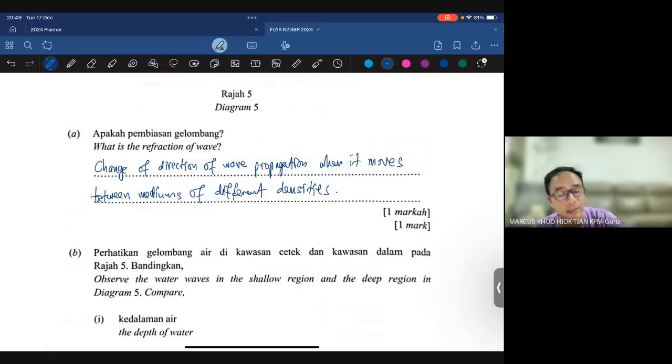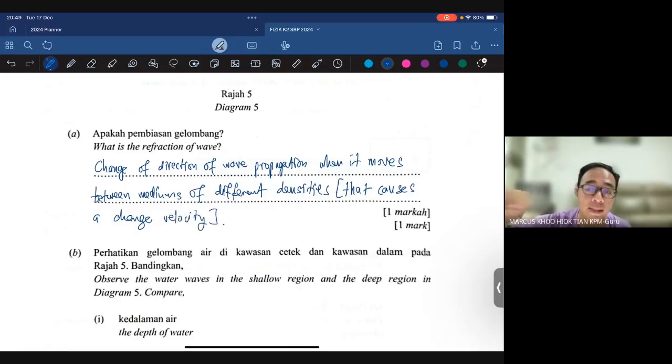If you want to make your answer a bit better, also talk about the change in velocity. Change of direction of wave propagation when it moves between mediums of different densities, that causes a change in velocity. Just to complete the answer: when it moves through the mediums, it causes a change in velocity, therefore causing the change in the direction of the wave propagation.